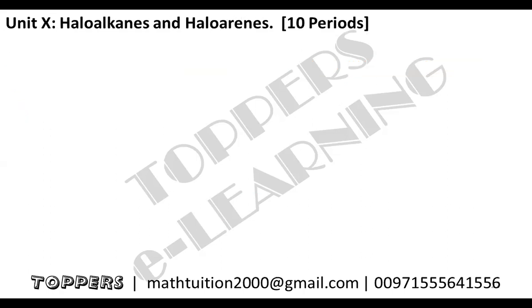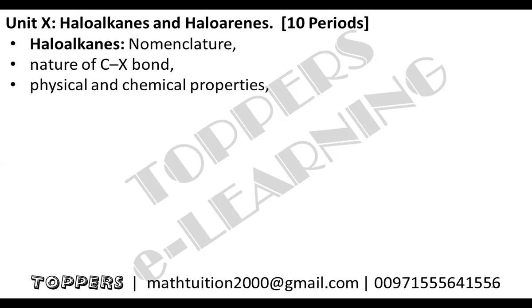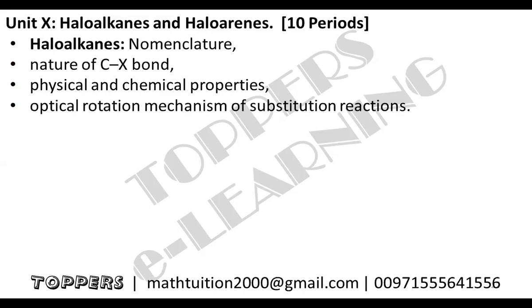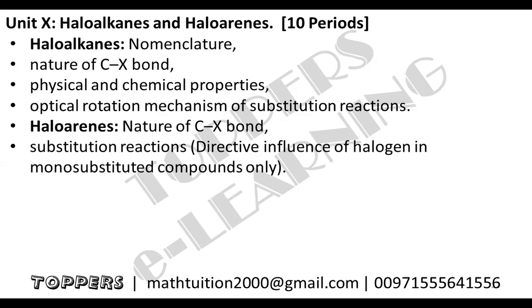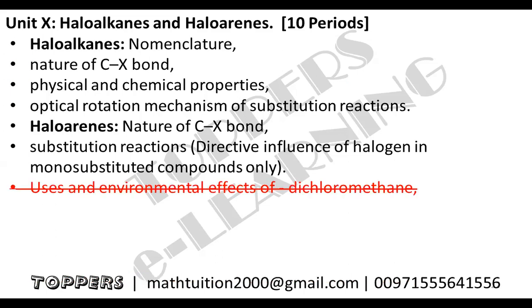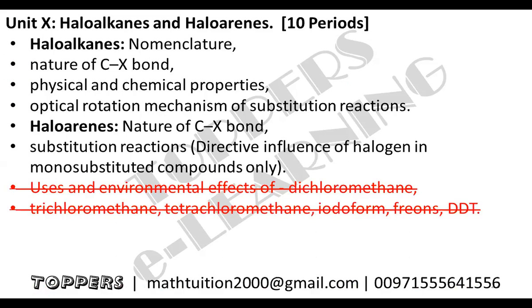Unit 10, haloalkanes and haloarenes. In haloalkanes, nomenclature is there, nature of C-X bond, physical and chemical properties, optical rotation, mechanism of substitution reaction is there. In haloarenes, nature of C-X bond is there, substitution reaction, directive influence of halogen in monosubstituted compounds only, it is there. But uses and environmental effects of dichloromethane, trichloromethane, tetrachloromethane, iodoform, freons, DDT, all this removed.